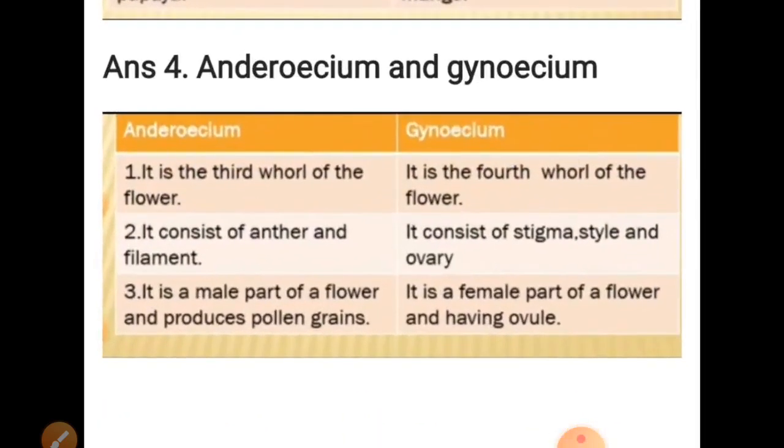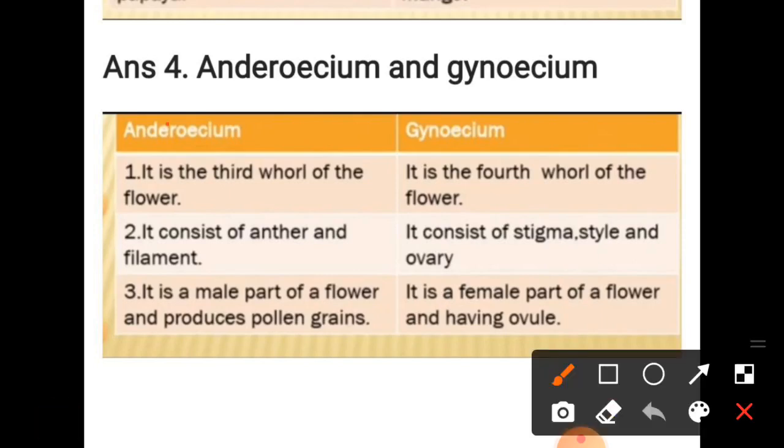Now next, androecium and gynoecium difference. So it is the third whorl of the flower. It is the first point of androecium. Next, gynoecium. It is the fourth whorl of the flower. Second, androecium. It consists of anther and filament. Second point of gynoecium, it consists of stigma, style and ovary.